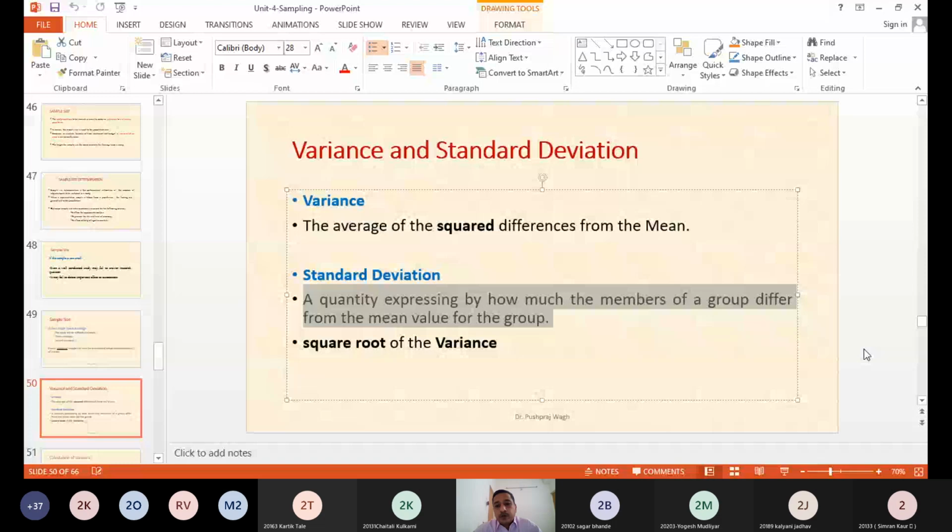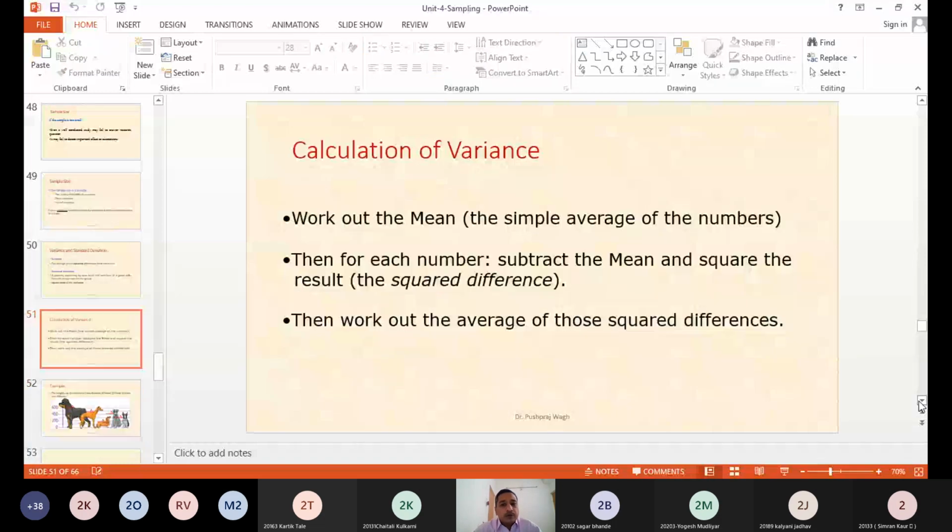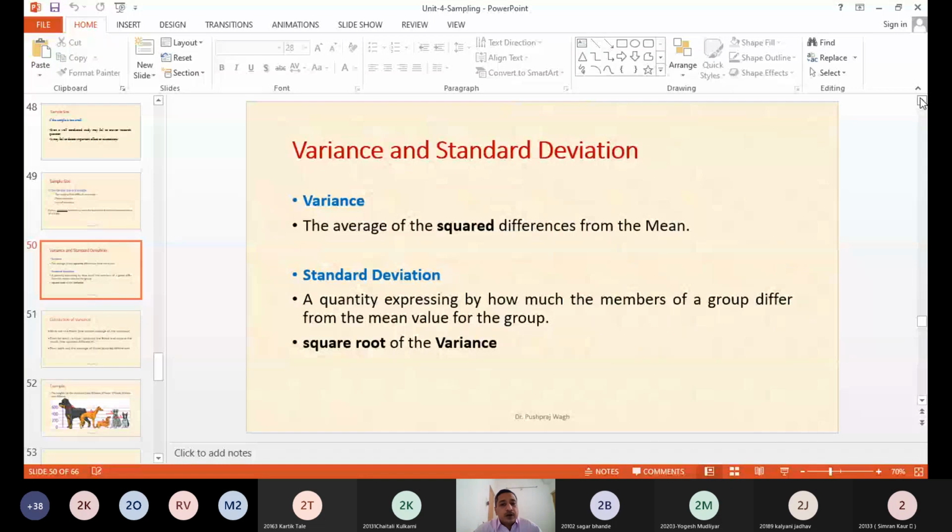Before that, we will understand how we calculate variance. As we said, variance is the average of square differences from the mean. So we first have to have the mean, and when we have the mean, we calculate the differences of all the members from the mean. We square all those differences, and then we take the average of all those squared differences so that we can get variance. So this is the procedure to calculate variance.